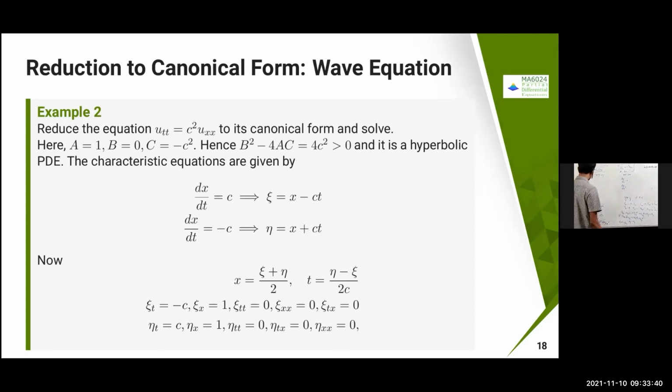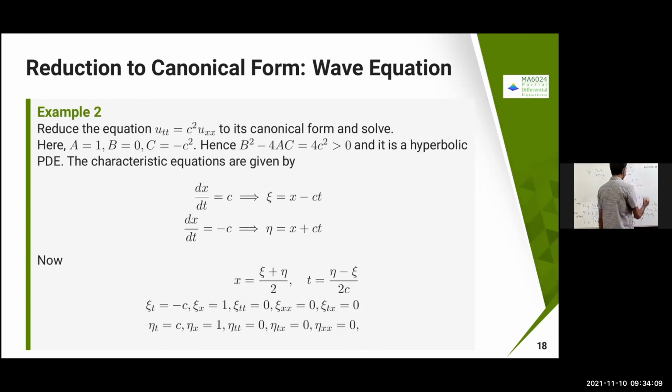If you simplify this, you are going to get chi as x minus ct. And for the other one, dx by dt is going to be minus c. In that case, you are going to get eta equal to x plus ct, because here t is there. So chi equal to x minus ct and eta equal to x plus ct, using this format.